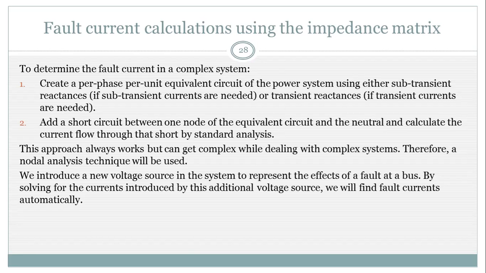So if a fault occurs in an interconnected power system, we can calculate the short circuit fault current by using the impedance matrix. At first, we have to derive the equation, that is, how we can calculate the short circuit current by using this impedance matrix.